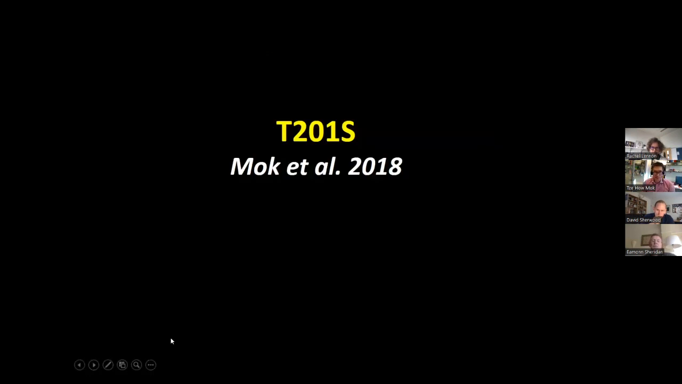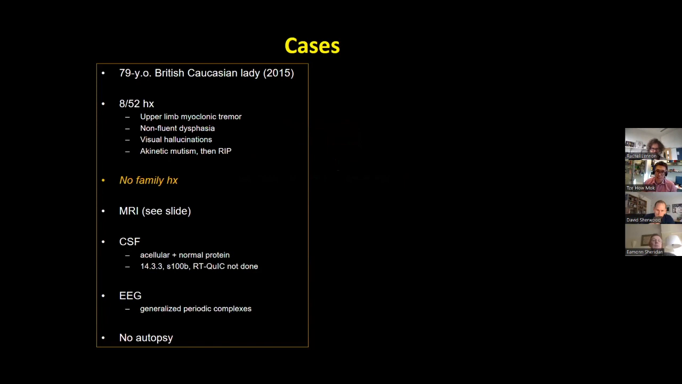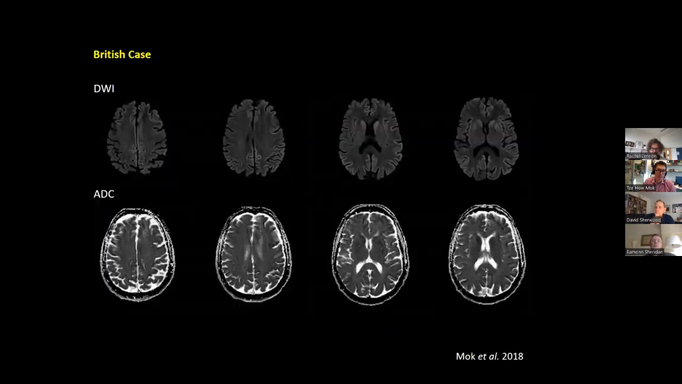So the story now begins with actually T201S. It started with a patient that I encountered in the southeast of England, and she basically presented like sporadic CJD, really rapid disease, dead within 8 weeks, with an MRI scan that looks like sporadic CJD. You can see here that in the diffusion-weighted images, there is high signal in the caudate head and along the cortical ribbon, with corresponding low signal on the ADC map and also in the cortical ribbon. And this is what we see in sporadic CJD or familial CJD.